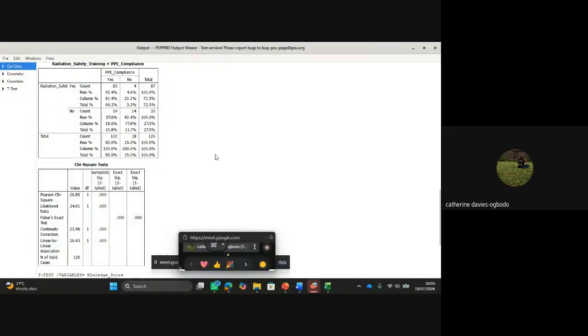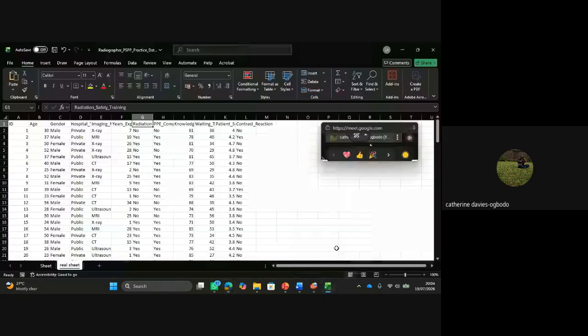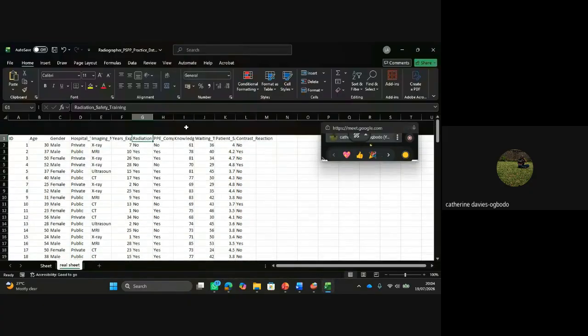Okay, so what do we have here? SPSS also gives us descriptive statistics. 87 people said yes, 33 people said no, like we saw before. It shows us the mean of people that said yes. That's their mean score, so the average is their knowledge score. Let me show you what it looks like in the Excel form, which is more or less this.